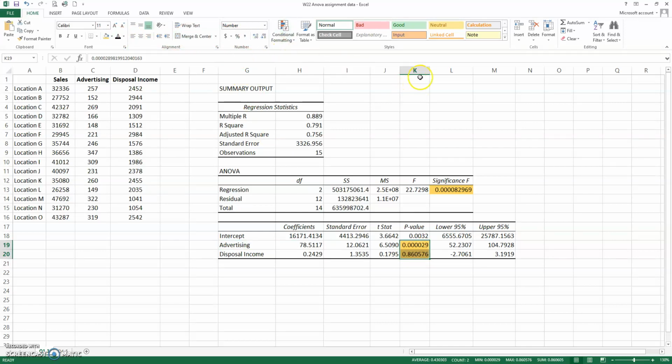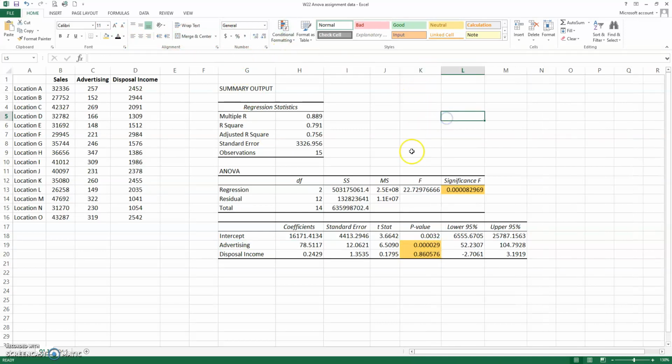Let's just make that a little bigger there. Note that in multiple linear regression, the significance F is not the same as either one of these p-values for the independent variables. This significance F determines the overall significance of the model.